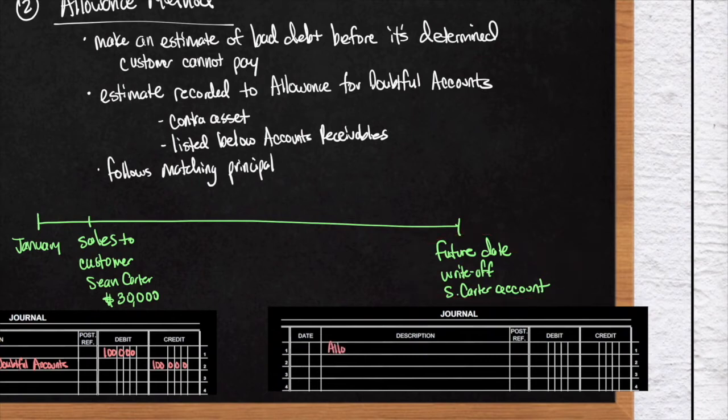So now let's fast forward to the future. At a future date, instead of debiting bad debt expense, because we already did before the period started, we are going to debit allowance for doubtful accounts for $30,000. That's the Sean Carter account that can't be collected. And you're going to credit accounts receivable, Sean Carter, to clear out his account for $30,000. And there it is.